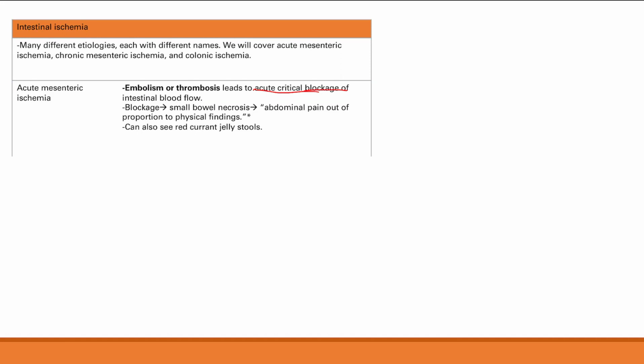This problem most commonly affects the SMA, the superior mesenteric artery, which supplies the midgut. So that's from the duodenum up to 2/3 of the transverse colon. Okay, and that's because of just anatomic factors. So remember, what vessel? It's the SMA. And what did the SMA supply again? I just said duodenum all the way to 2/3 of the transverse colon.